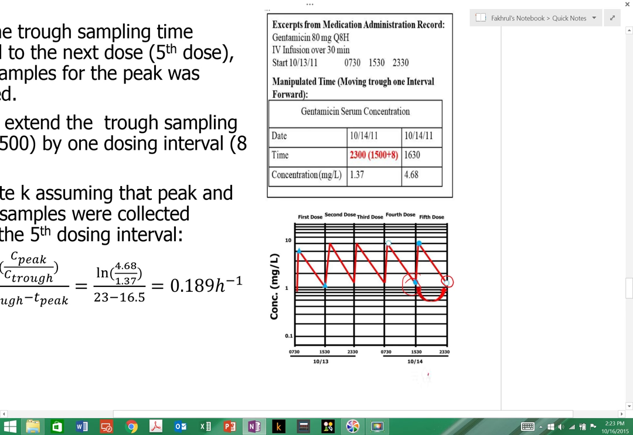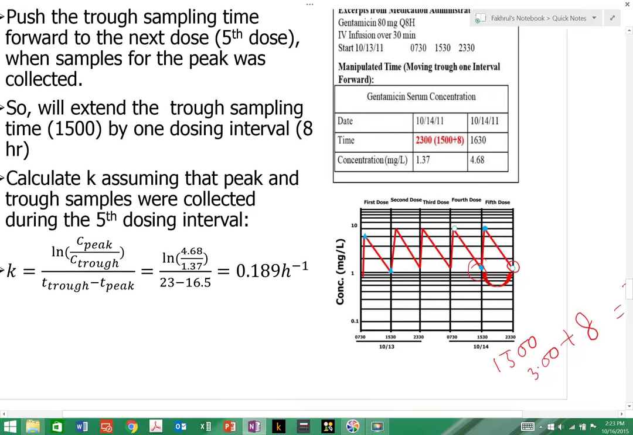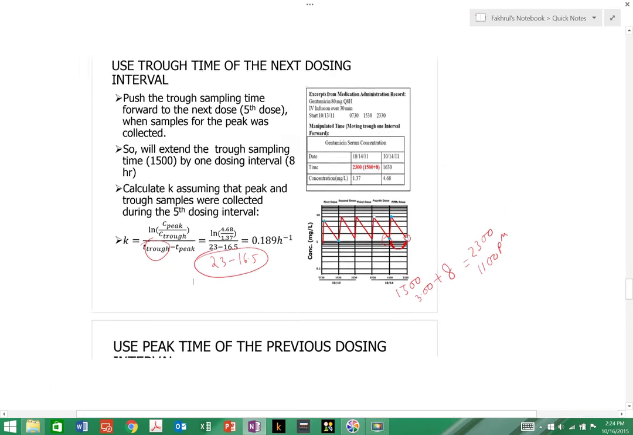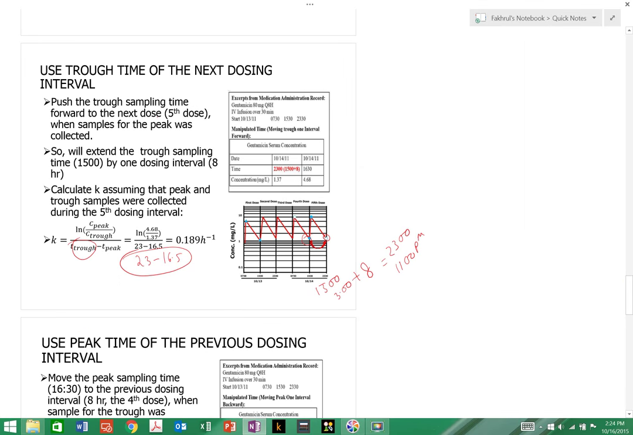In real life, your sampling you have done at 1500 hours. That means 3, you have collected the sample at 3. But you are assuming the sample was collected on the fifth dose. For this reason, you add 8 hours. That means it will be 23 hours, which is 11 p.m. And here you see this 11 p.m. T trough, you convert it to 23 minus 16.5. This will give you the time. This is how you calculate. In one way you push the trough sampling time to the next dose.